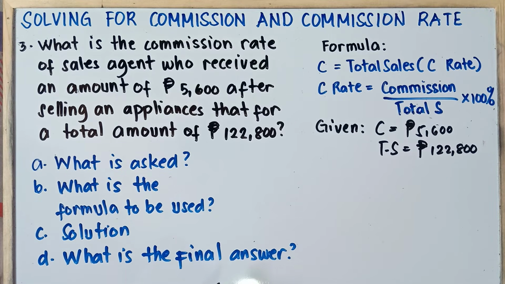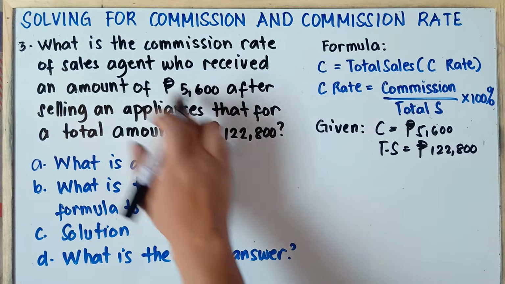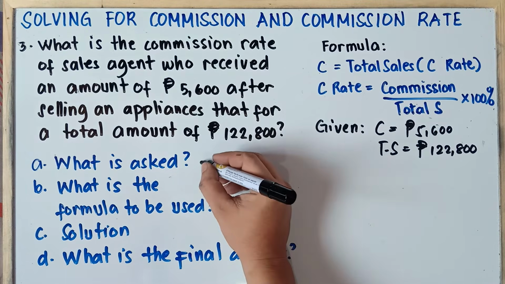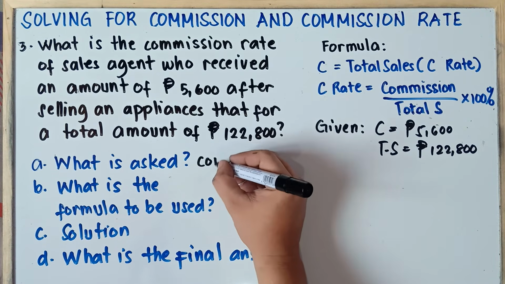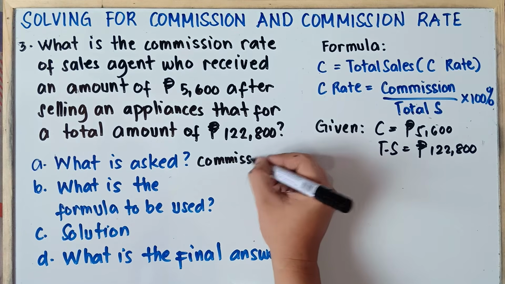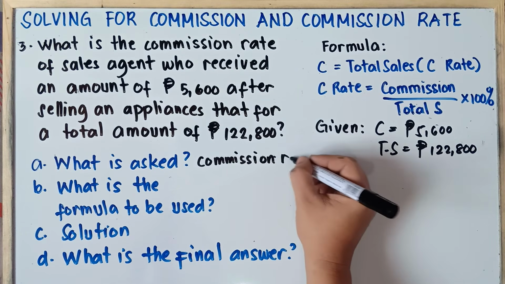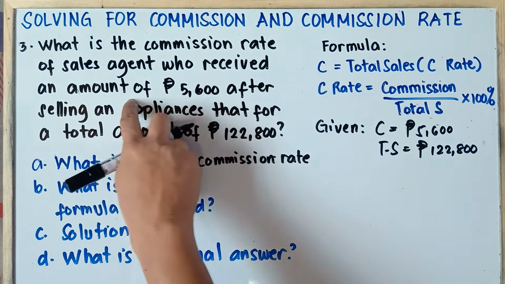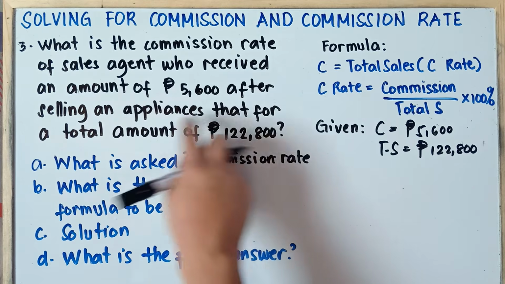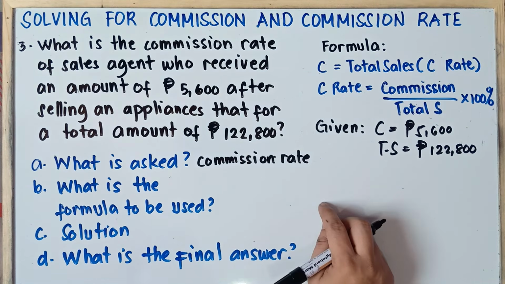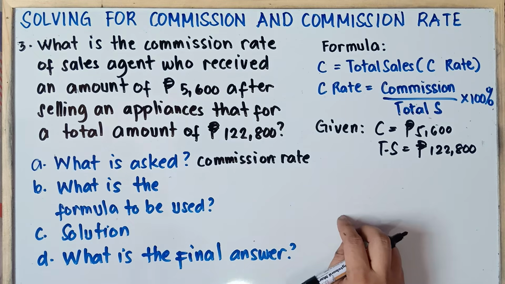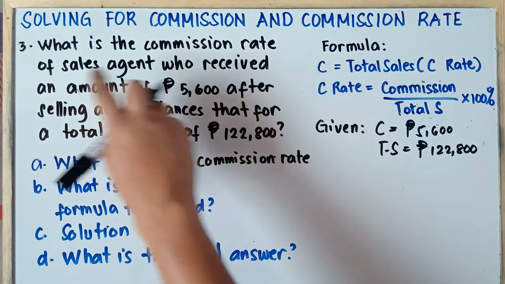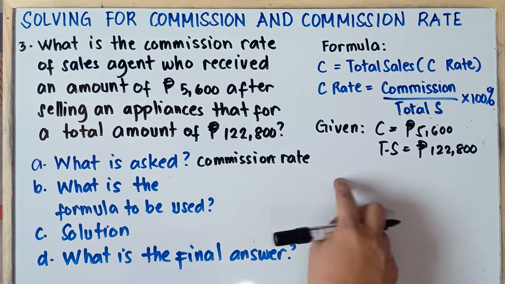Letter A, what is asked? You are asked for the commission rate of the sales agent. So you can write it there, commission rate of the sales agent. We don't have enough space, class, so let me just write commission rate. If you have enough space, you can write the full statement. Or in shortcut, you're told to find the commission rate of the sales agent.